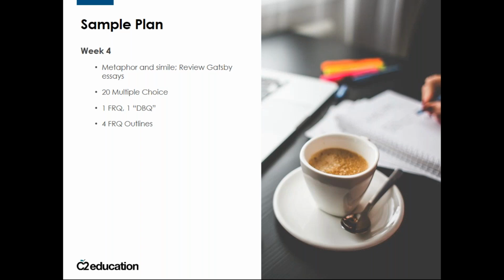Then we're going to do some multiple choice questions. We're going to do a DBQ. We're going to do another free response, maybe the rhetorical analysis. And then we're going to outline a bunch of essays. We're not going to actually write the essay, we're just going to work on our outlining skills. But again, it's targeted. We're going to look at metaphor and simile, but again, there is some general: some multiple choice, some outlining of free response. So there's a mix of that targeted and that comprehensive, and you want to make sure that you have both.